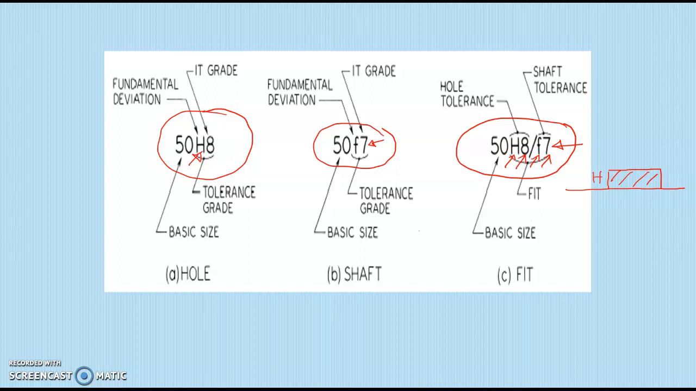Then we will go for the small f. From that chart we know that the small f is below the zero line, and this is small f for the shaft, and this is for the hole. From this graphical representation we can tell that the size of the shaft is smaller than the size of the hole. So this kind of fit always results in a clearance fit.